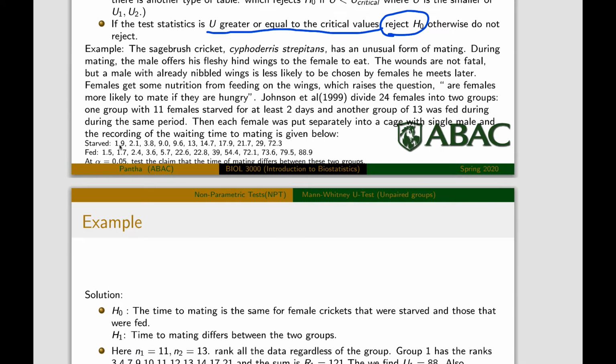Starved: 1.9, 2.1, 3.8, and so on. Fed: these are the times that it takes to mate. Okay, so it looks like they are in hours. Right, at alpha equals 0.05, test the claim that the time of mating differs between those two groups. That's what you want to test.